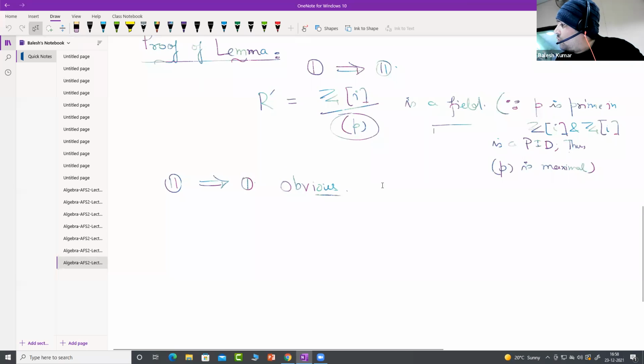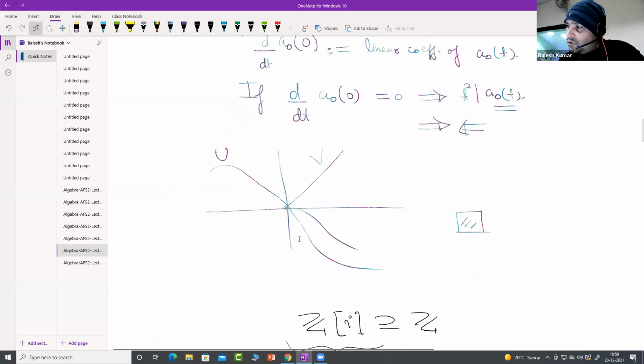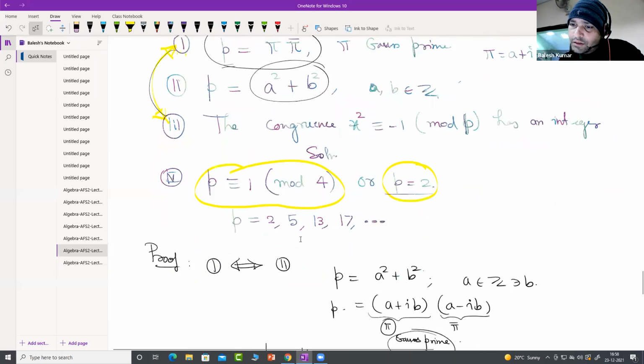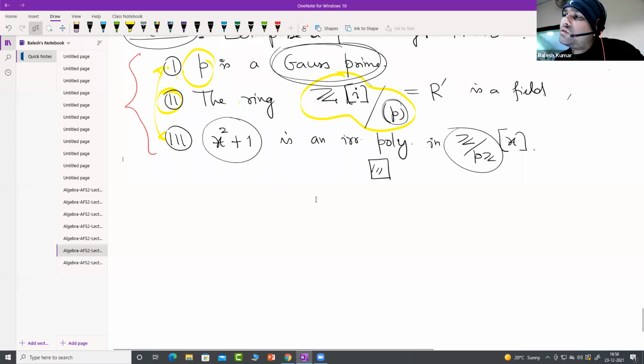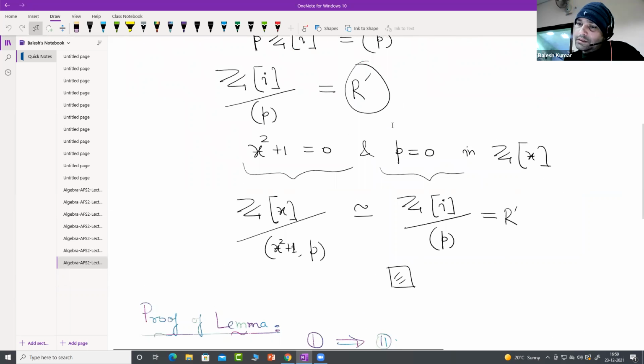In order to prove this lemma, what is the second statement? That this ring R' is a field. Then we need to show that x^2 + 1 is an irreducible polynomial in the polynomial ring over the finite field Z/pZ. And so the role of the things that we have studied here will play a role.